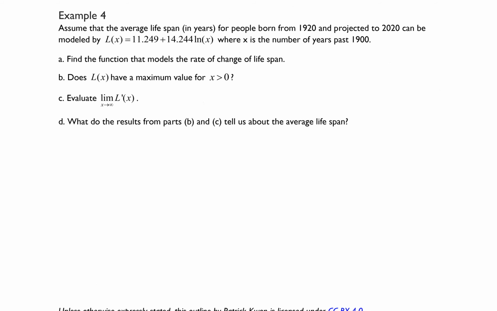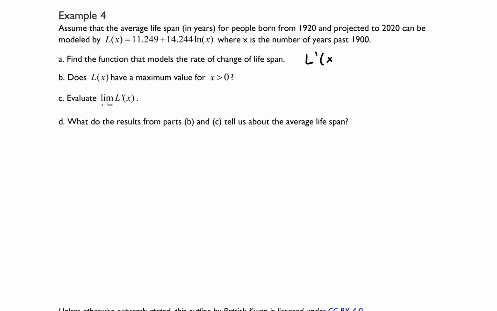Assume that the average lifespan in years for people born from 1920 and projected to 2020 can be modeled by L of x equals 11.249 plus 14.244 natural log of x, where x is the number of years past 1900. Part A says find the function that models the rate of change of lifespan.